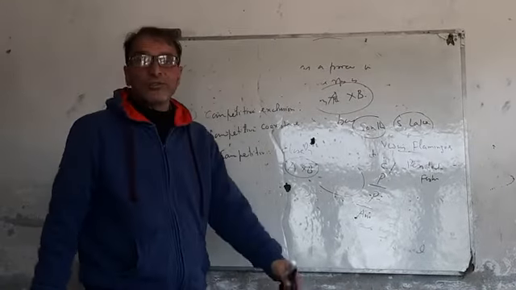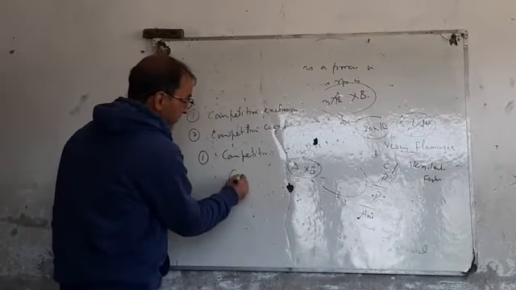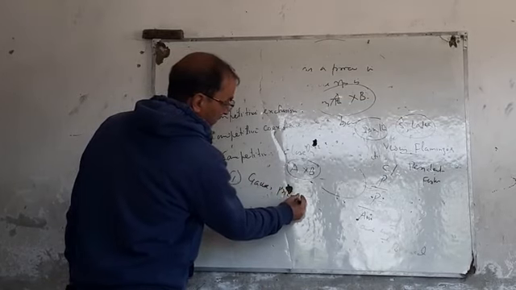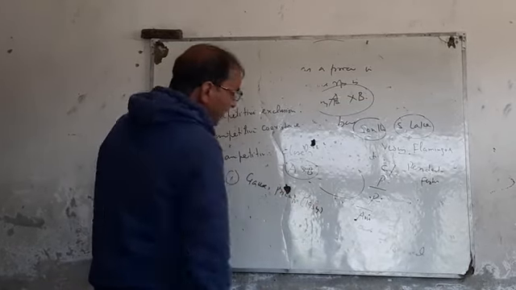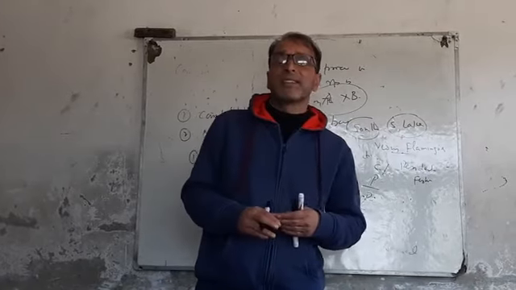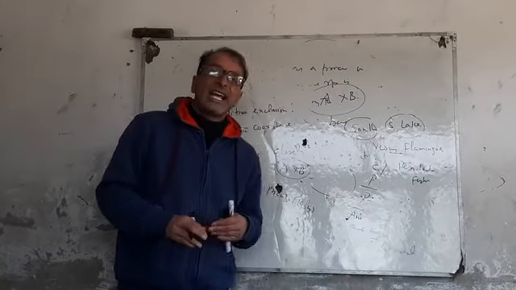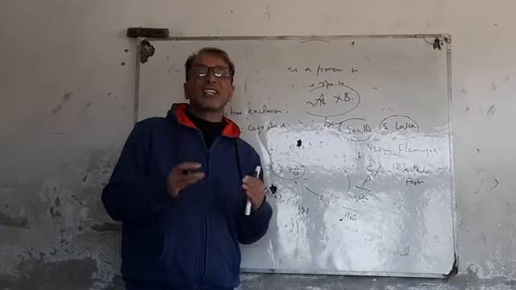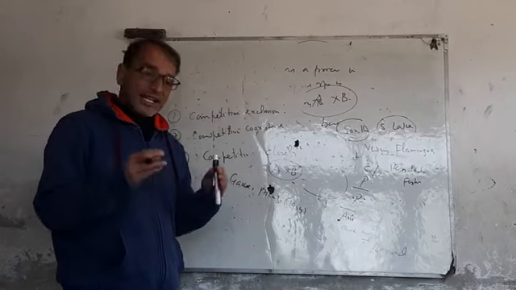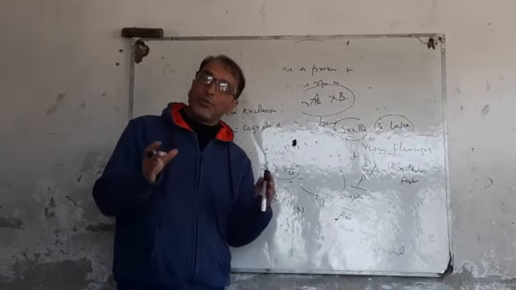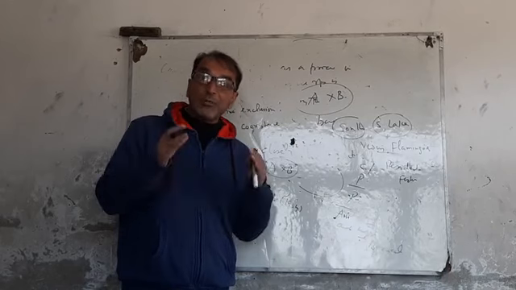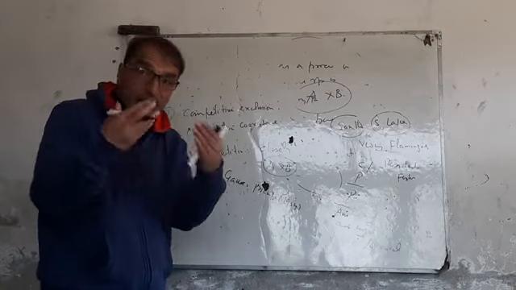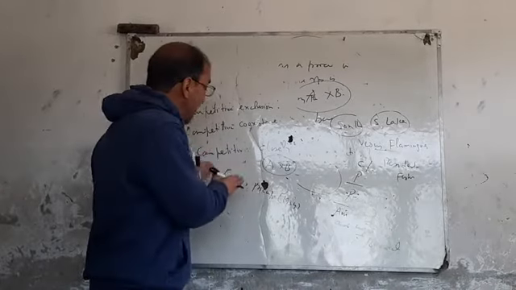Examples of competitive exclusion are, number one, Gauss's principle. In 1934, Gauss gave a principle that is known as Gauss's principle. According to this principle, two closely related species cannot live together in the same area if these two closely related species have similar requirements, take the same food.